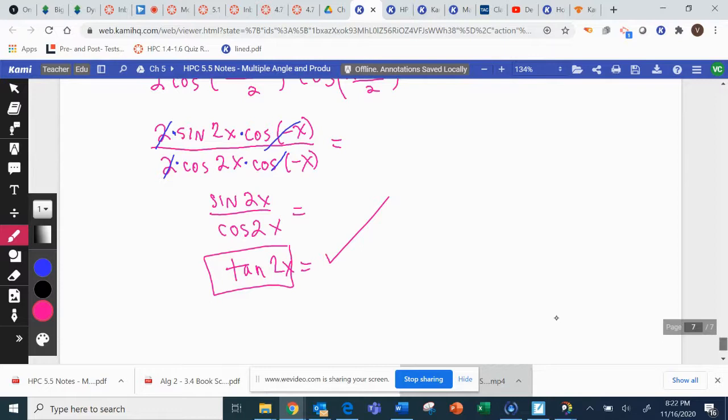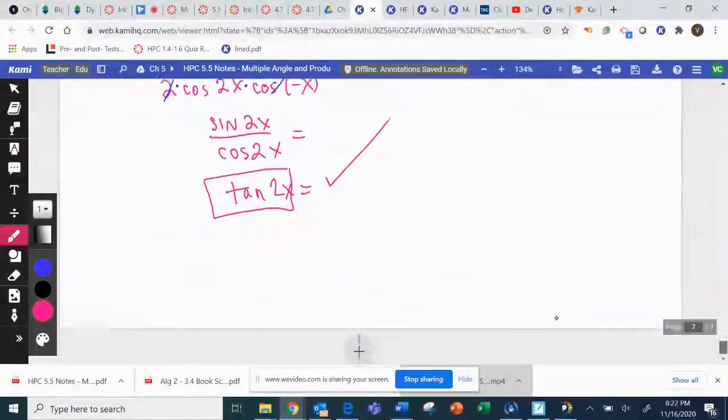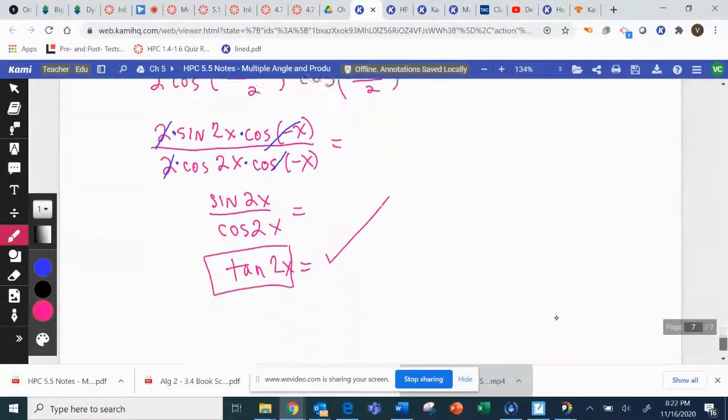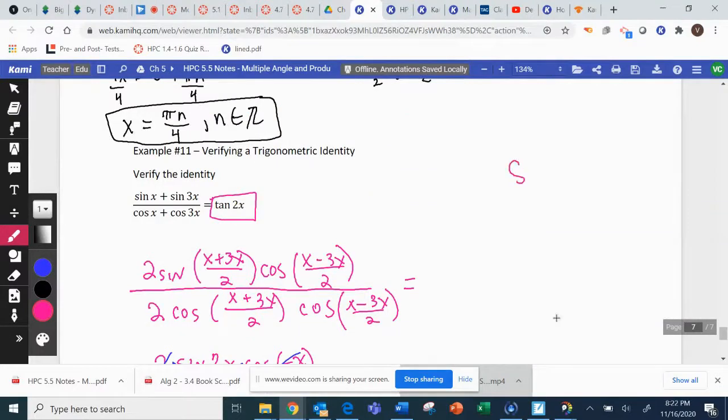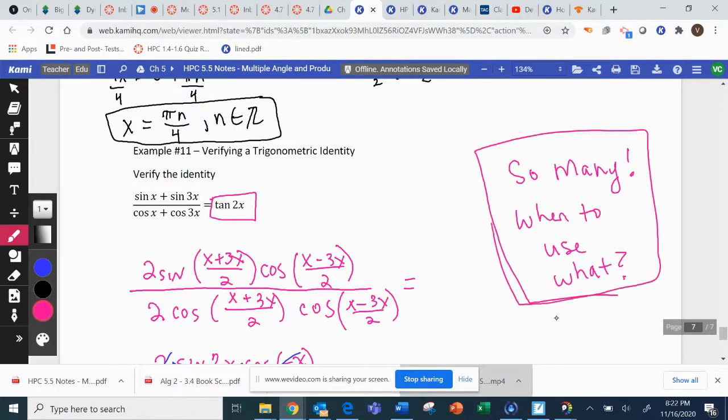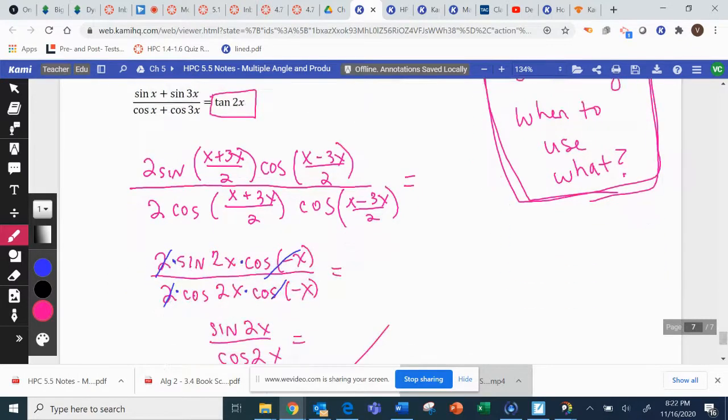All right, I think the toughest part about this section is there's so many formulas. And this is a big question here: there's so many formulas, when do I use which one? This is where you want to take your time and you want to make sure that you ask questions if you're unsure.